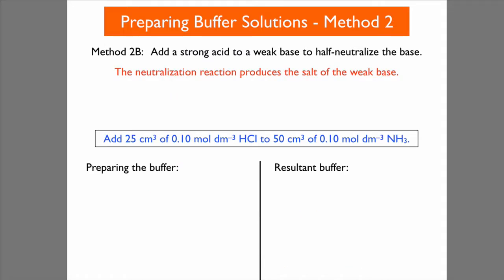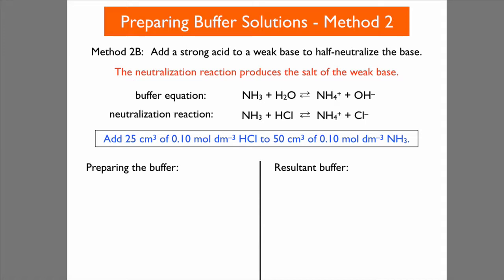2b, add a strong acid to a weak base to half neutralise the base. The neutralisation reaction produces the salt of the weak base. So the buffer equation: ammonia with water, giving us the ammonium ion and hydroxide ion. And the neutralisation reaction is ammonia with the strong acid, hydrochloric acid, to give us the ammonium ion and the chloride ion. We've got 25 centimeters cubed of 0.1 molar HCl, and 50 centimeters cubed, twice the amount, of 0.1 molar of the weak base ammonia.